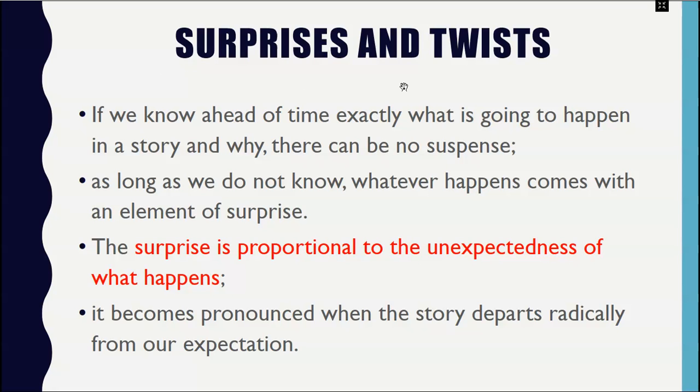So the element of surprise and the twist endings usually happen because we don't know in advance what's going to happen next. Because if we know what's going to happen next, there is absolutely no suspense and no surprise. So as long as we do not know what's going to happen next, whatever happens can surprise us because we didn't know.